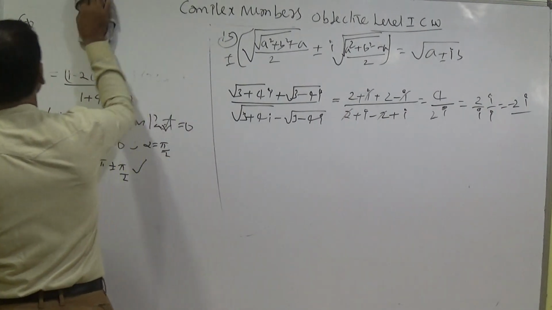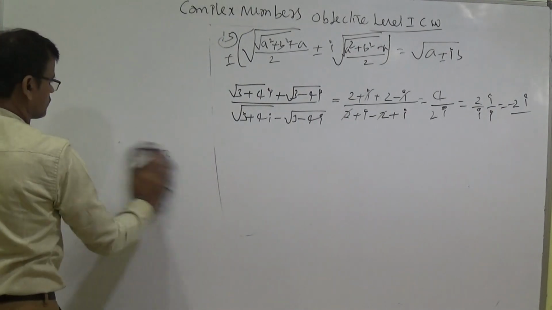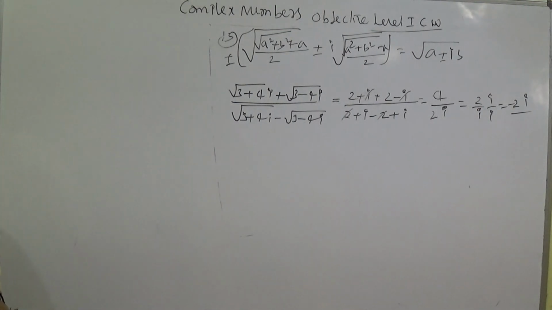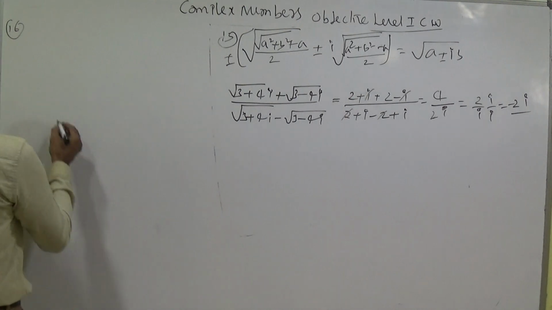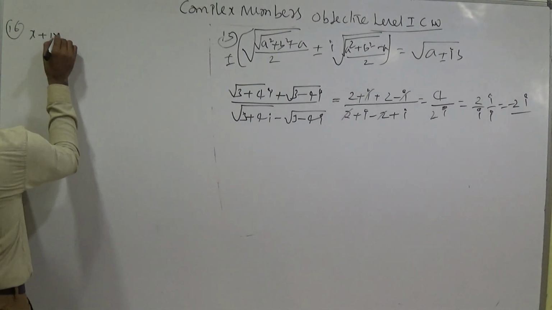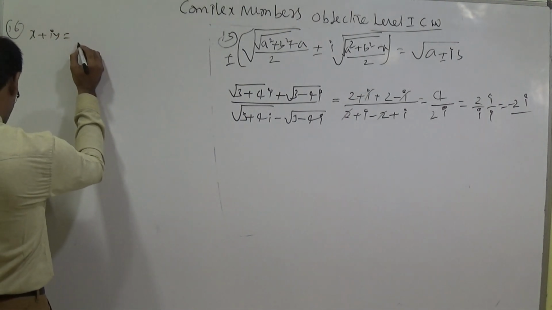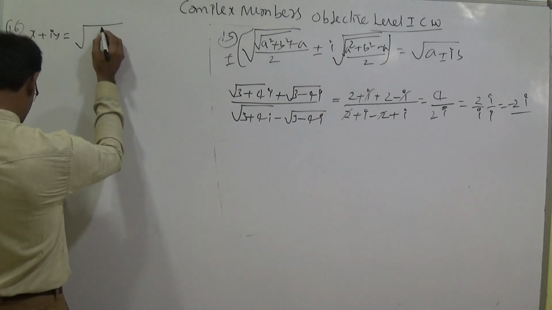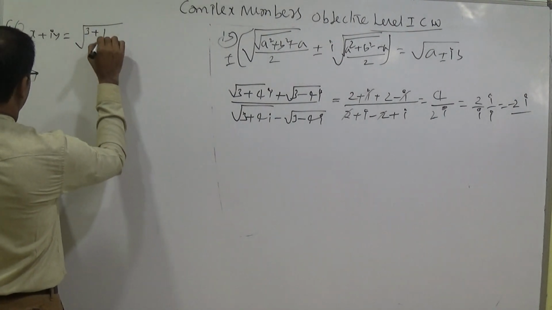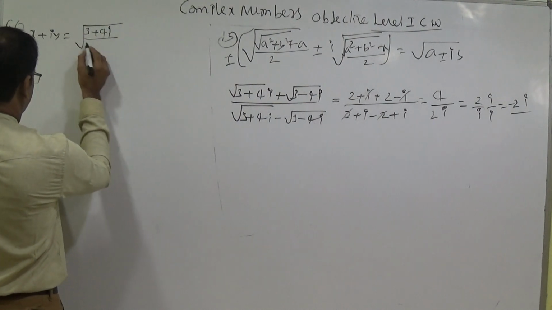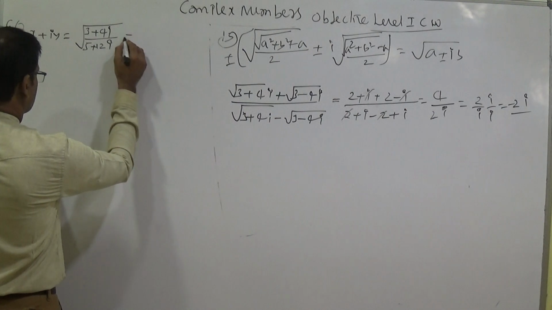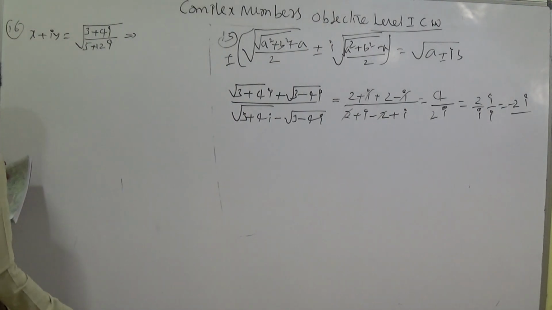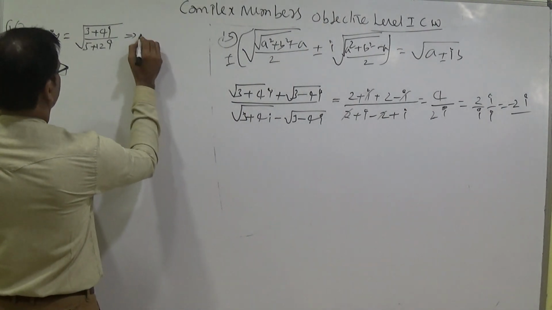16th question. If x plus iy is equal to root of (3 plus 4i by 5 plus 12i), that implies find the value.